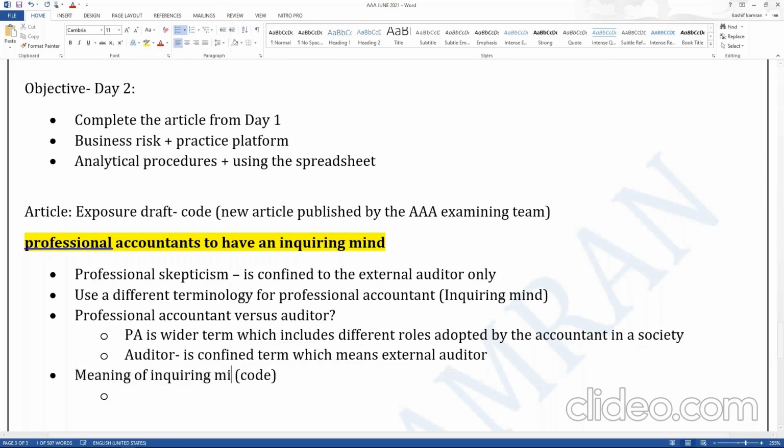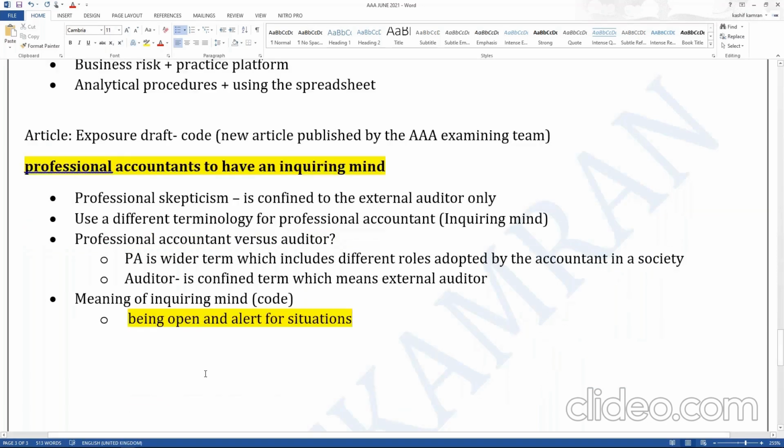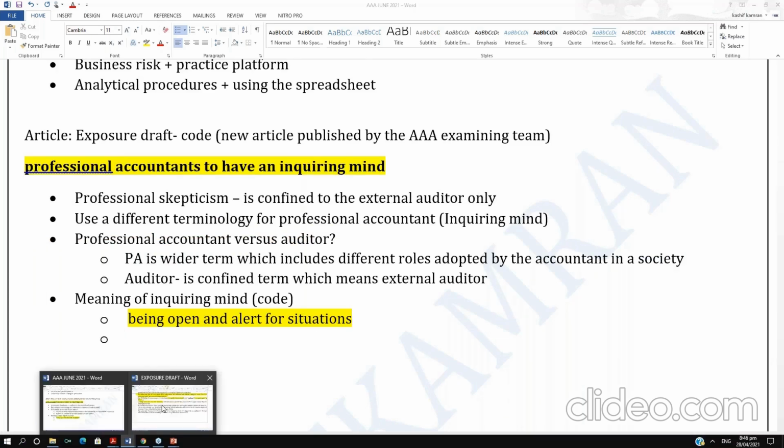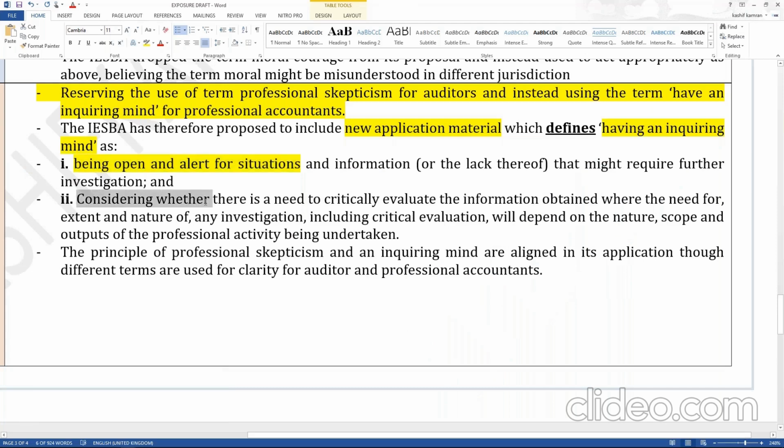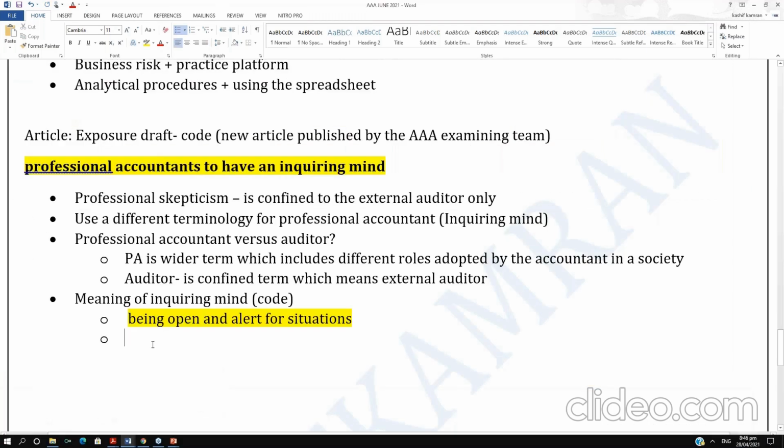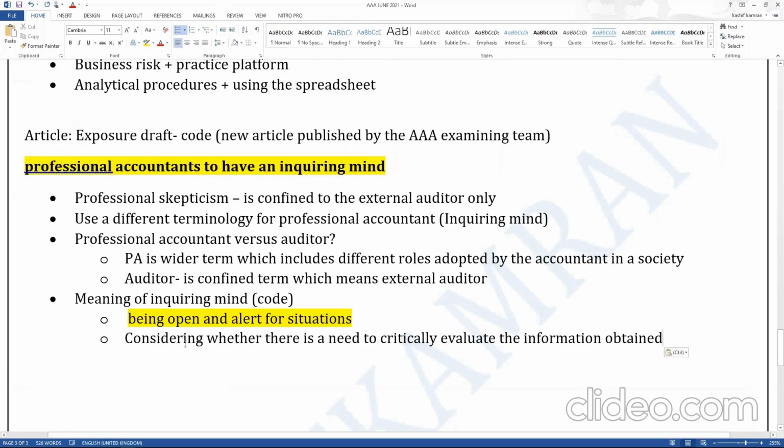So the meaning of the word inquiring mind in the code: the first meaning is being open and alert for situations. I hope that's self-explanatory, right? Number two, the second meaning of the term is considering whether there is a need to critically evaluate the information obtained. That's very important. So that is also known as inquiring mind.